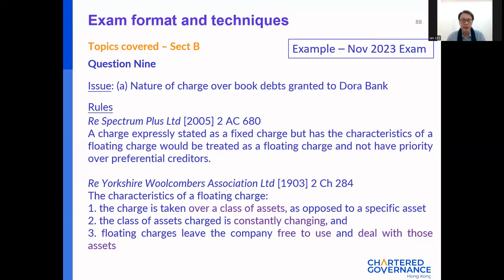So what are the characteristics of a floating charge? We can look at the second court case. Its charge is taken over a class of assets. The class of assets changes constantly, and the company that borrowed the money, that granted the charge, is free to deal with and use those assets. So imagine if I granted a floating charge over the inventories, then during the term of that charge, before it crystallizes, I'm free to deal with those inventories. I can buy more inventories, I can sell inventories and use the money to buy more inventories. That's a typical arrangement of a floating charge.